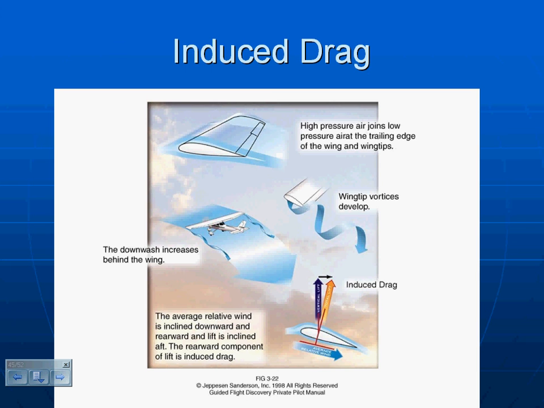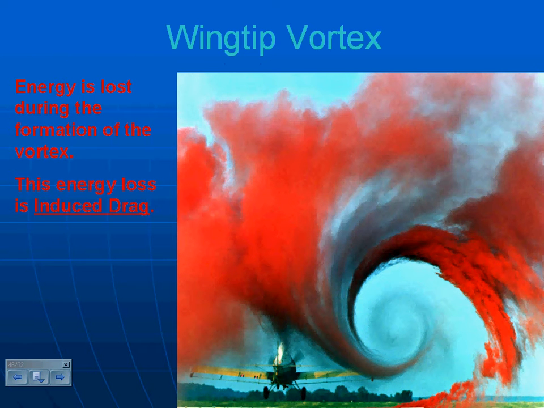And as we can see here, these are wingtip vortices. High pressure seeks low pressure. And where it finds low pressure is at the wing. And as the high pressure comes up to meet the low pressure at the end of the wing, it creates these vortices. And they look like this. Now, the energy that's lost during this is called induced drag.